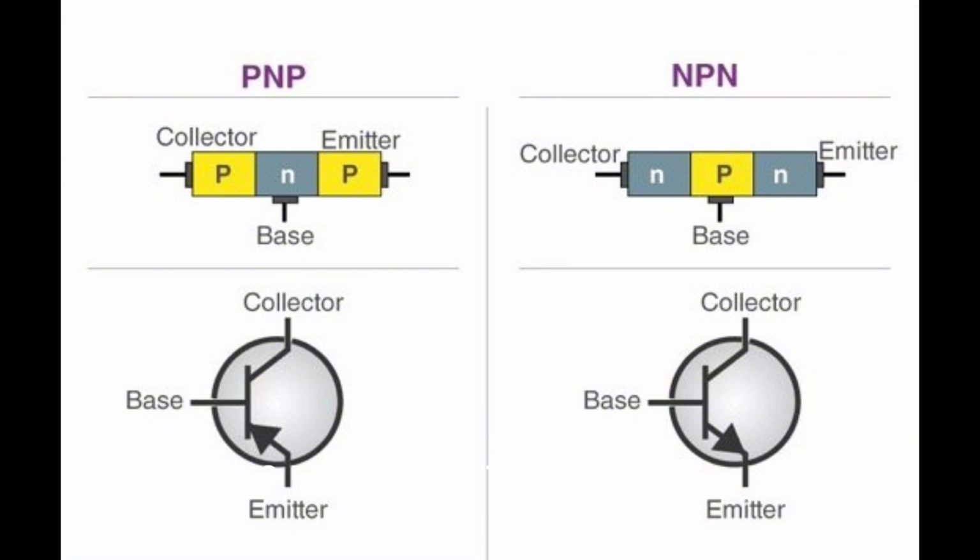For the PNP transistor, the emitter is connected to positive, more holes. The base is negative, but lightly negative compared to the emitter. The collector is more negative than the base. For the current flow, holes flow from emitter to base. Most holes cross the base and go into the collector. Conventional current flow: base current plus collector current equals emitter current.